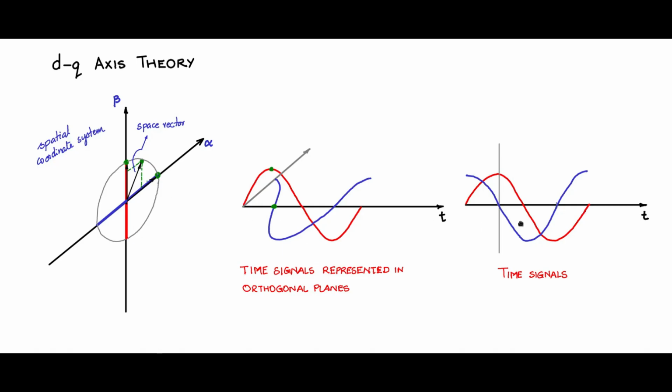So what we have achieved, the takeaway, is that time signals are now converted into a space vector. The time signals can now be represented as a spatial vector or a space vector rotating in space. Now this is the concept that we would be using to convert AC signals to DC.